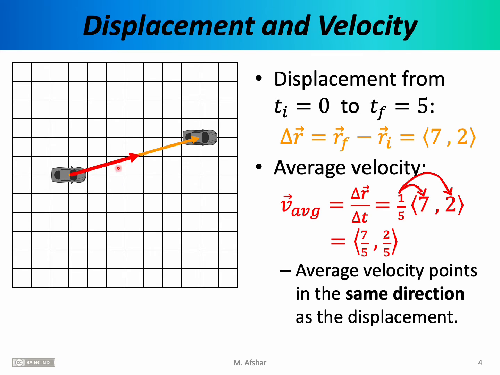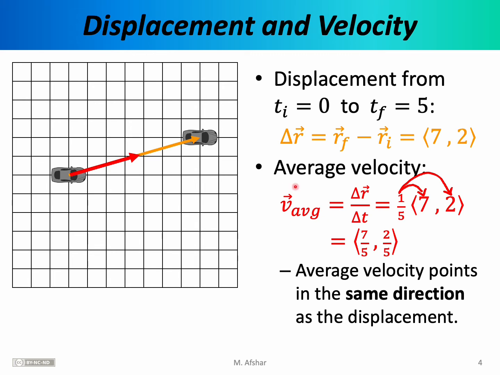Notice that the average velocity, represented by the red arrow, points in exactly the same direction as the displacement vector. That's because when you multiply a vector by a scalar, you don't really change its orientation, you just make it longer or shorter, depending on what number you're multiplying by, but the orientation of the vector is preserved. So remember this important fact that the velocity vector and the displacement vector always point in the same direction.